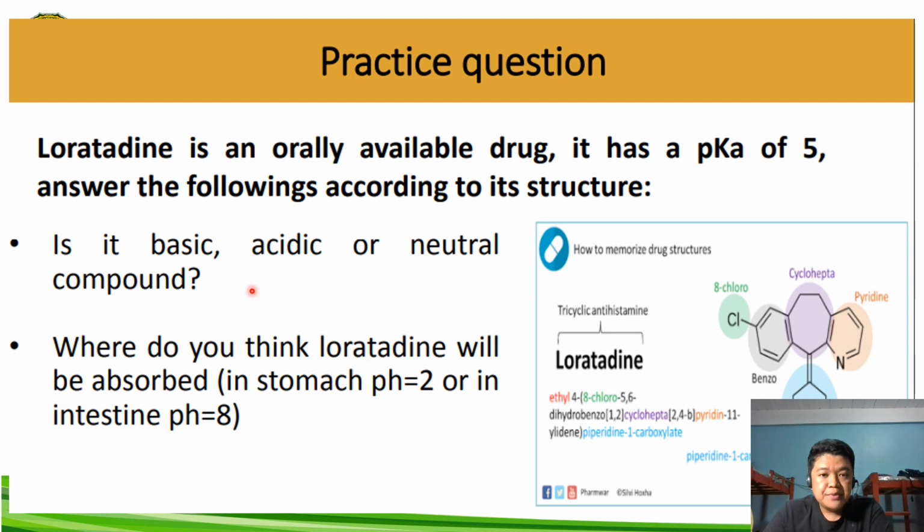So we have here an example, loratadine. Loratadine is an orally available drug. It has a pKa value of 5. And we are going to answer this question: where do you think the loratadine will be absorbed? In the stomach with a pH of 2, or in the small intestine with a pH of 8?